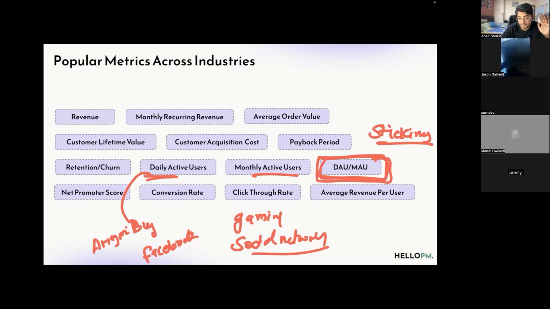And that does not mean that your product is not good. Just that it is not an important metric.